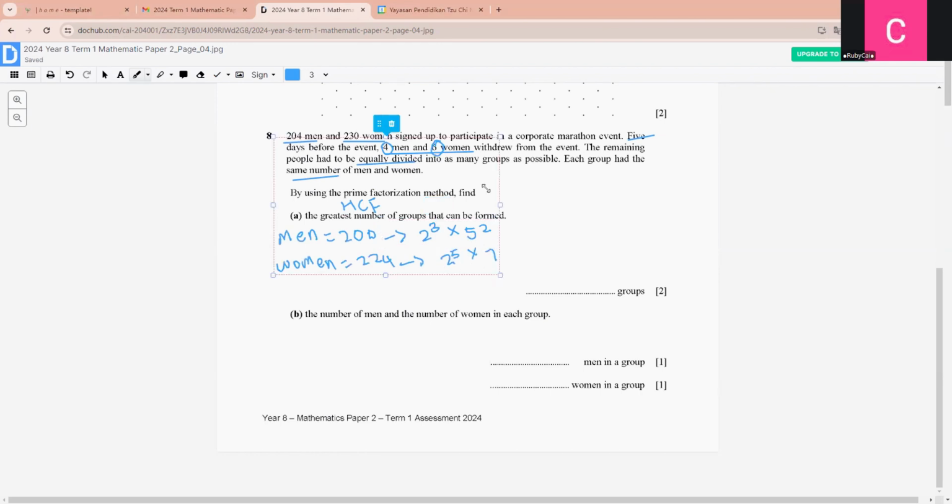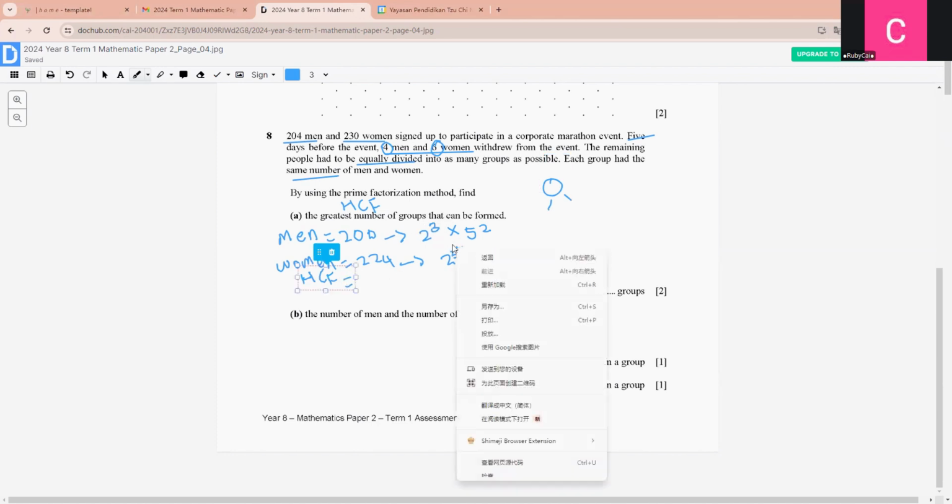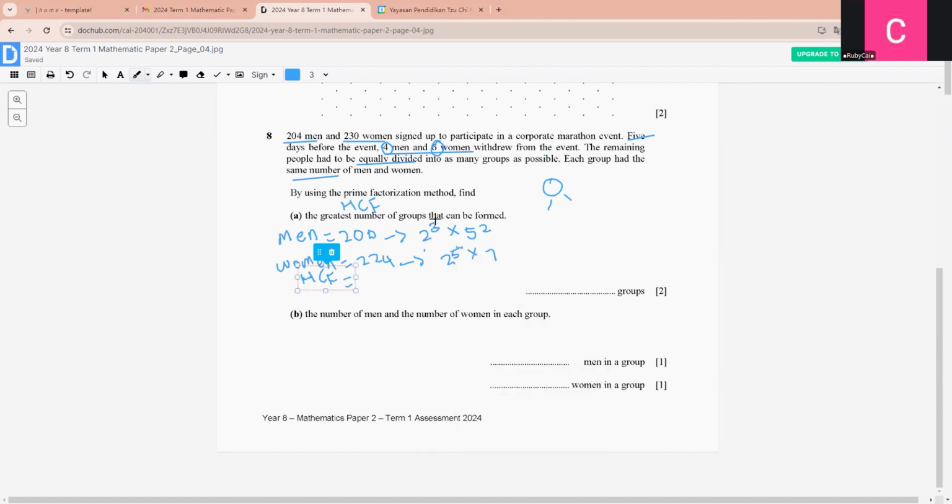To find these numbers, you could use the tree method. And to find the highest common factor of these numbers, we have to find the numbers that repeat. In both, we can see that 2 cubed repeats. So 2 multiplied by 2 multiplied by 2, and that gives us 8. So that means 8 groups can be made.